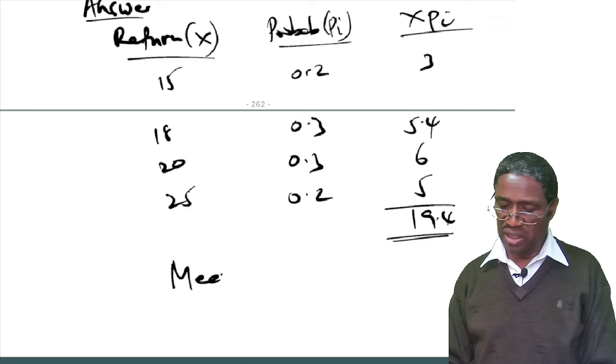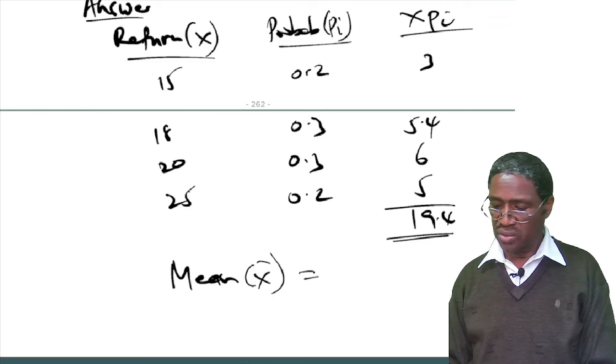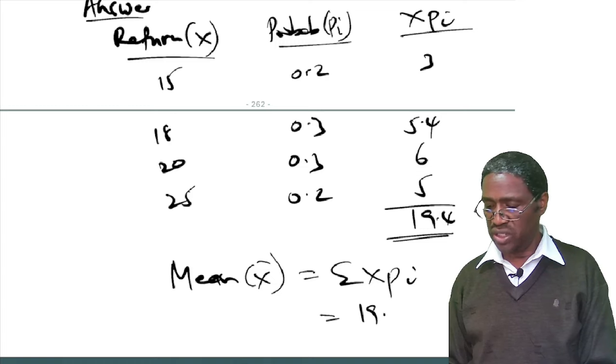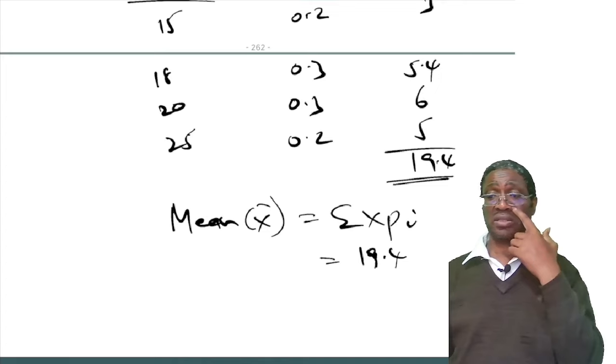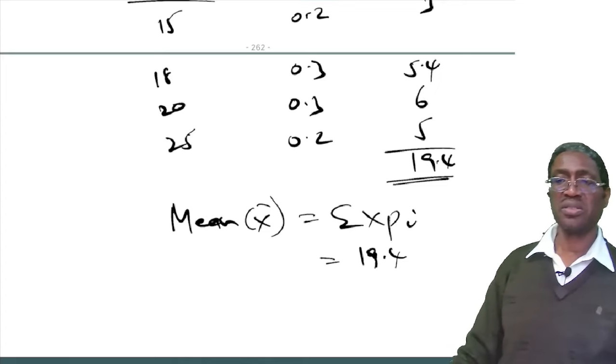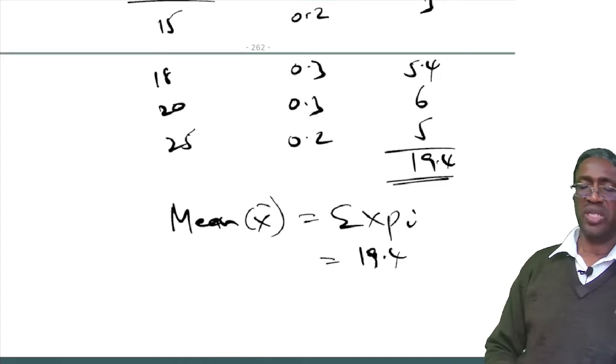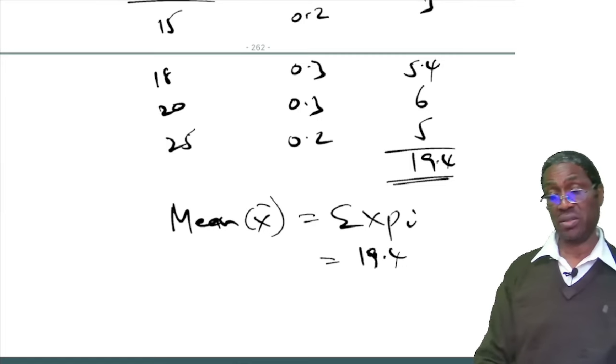Come and see your mean. X bar, which is the same as summation of x pi, is equal to 19.4. Good. That is it. Now you know how to get the mean with probability.